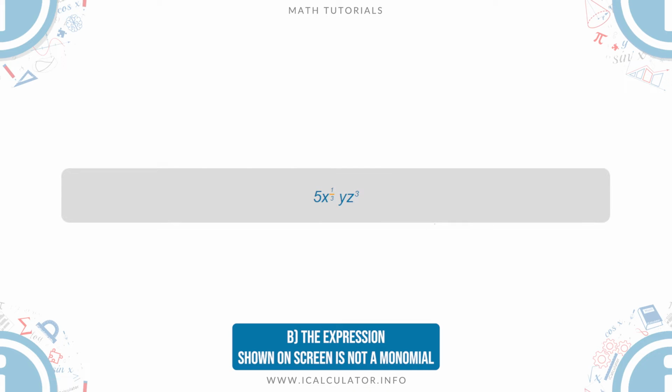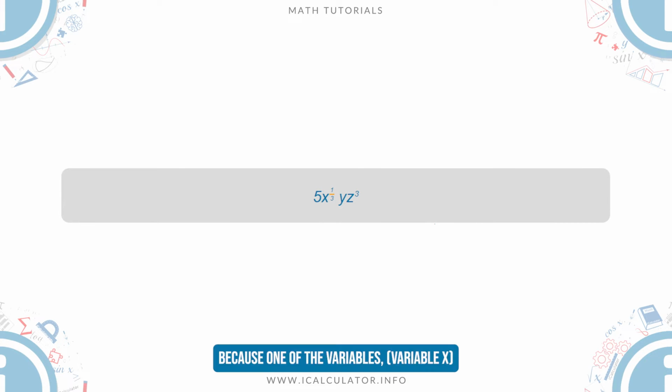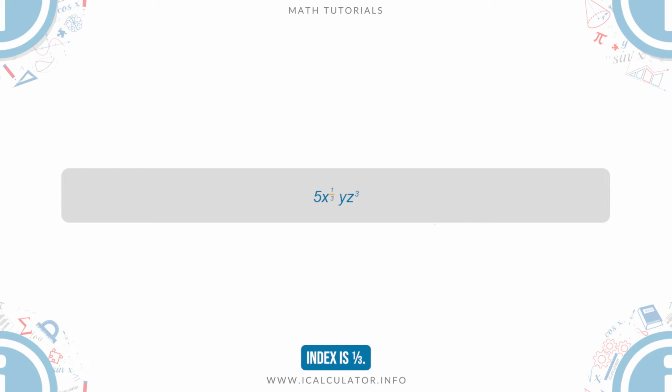B. The expression shown on screen is not a monomial, because one of the variables, variable x, has a rational and therefore not natural index, 1 over 3.